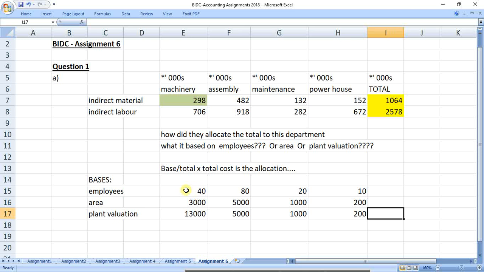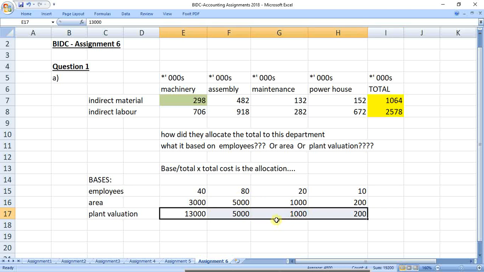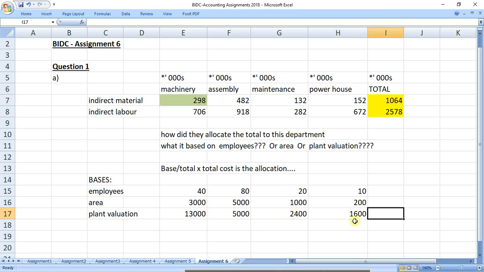Okay, this figure is correct. No, I've read the same line. Just check it, you've got it in front of you. 40, 80, 20, 10. 3,000, 5,000, 1,200. The last line was 13, 5, 2, 4. This was supposed to be 2, 4, and that's supposed to be 16. Now that's right. Now I need to look at the total in terms of this allocation.